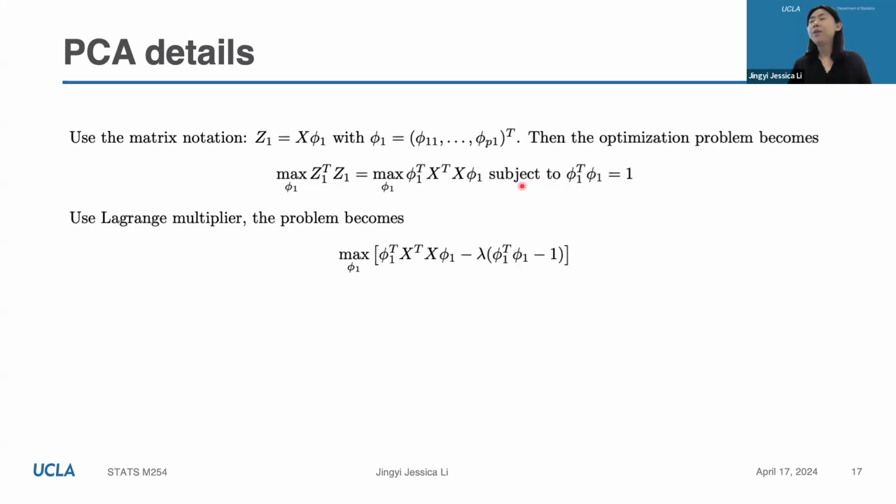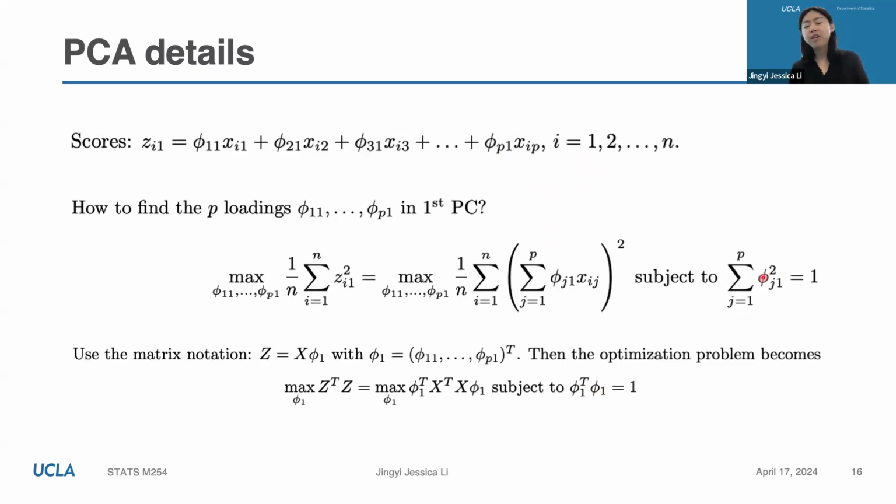In the optimization problem, a very classical technique is to incorporate the constraint into our optimization. By the way, I should also add that phi 1 transpose phi 1 is equal to the sum of its squared elements, because it's the same vector multiplying itself. If you're not familiar with this result, just try to write it out. Write phi 1 as phi 1,1 to phi p1. You do this vector transpose times vector, and you will see it's exactly equal to this term.